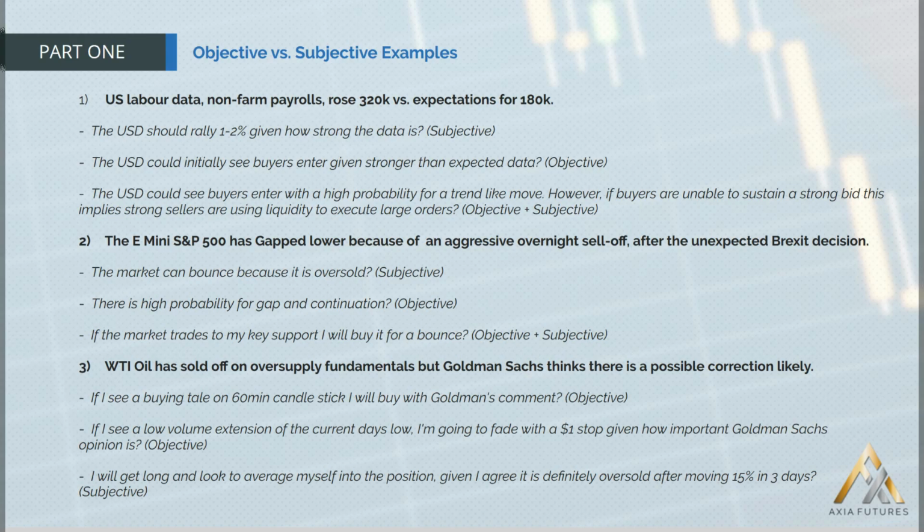Now, our second example. As you can see, the E-mini S&P 500 has gapped lower because of an aggressive overnight sell-off after the unexpected Brexit decision. A lot of you would have seen this example. A lot of you would have come in the next day and said, well, the UK's left, it was never expected, this is the worst thing that's ever happened. All we've got to do all day is sell, sell, sell. A lot of you would have been dragged into a subjective idea there. Why? Because CNBC, Bloomberg, Financial Times, Wall Street Journal, all of these publications were telling us that is what should happen.